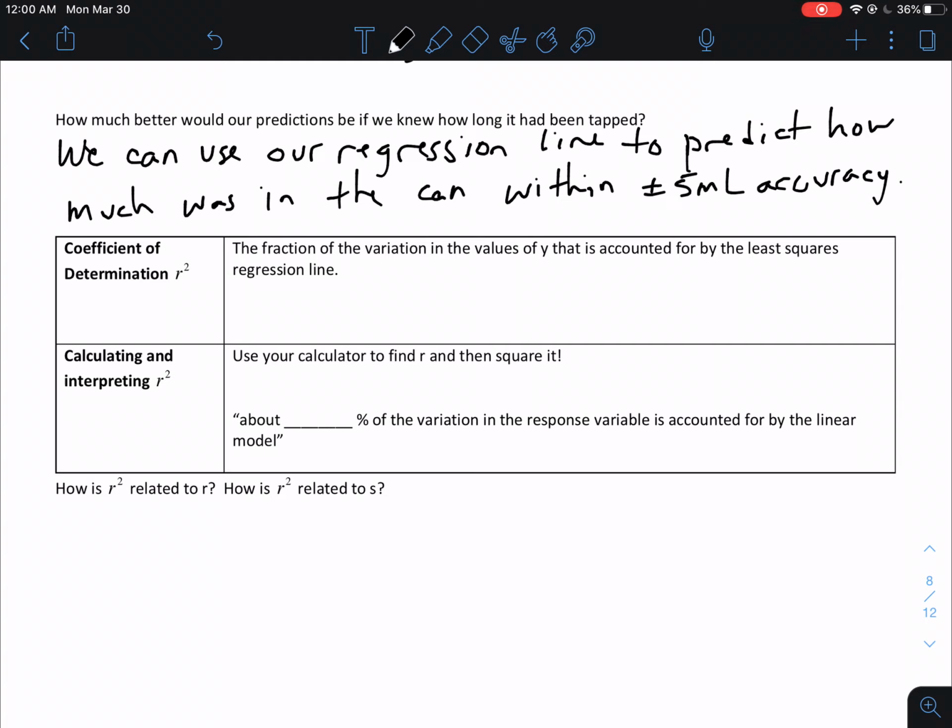The next one that we're going to talk about is r squared. So coefficient of determination is what that is. R squared is the fraction of the variation in the values of y that is accounted for by the least squares regression line. In other words, it's measuring how well your line predicts the data, which is what this section is all about.